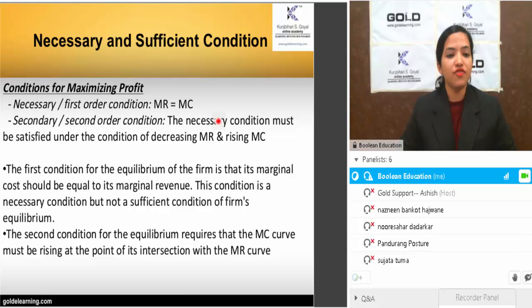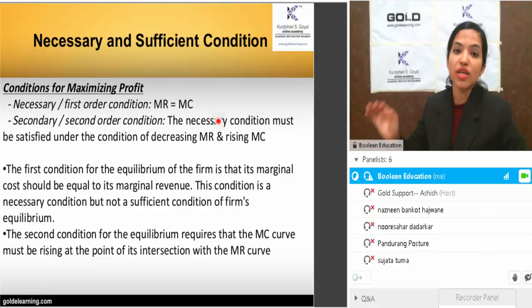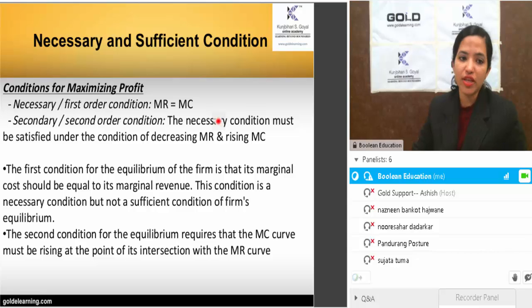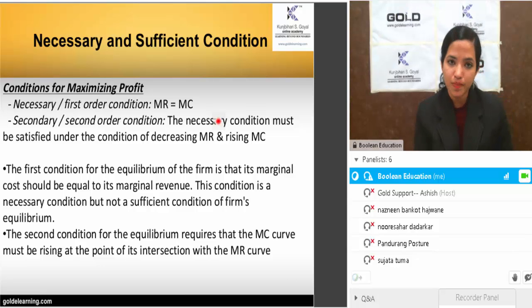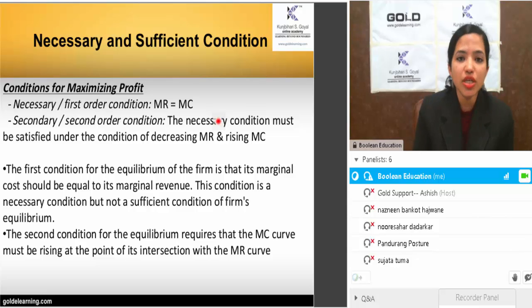But that is not the sufficient condition, right? What we are saying is that only MR equal to MC is not sufficient. There is one more condition, right? So see, they have written the conditions for maximization of profit. There are two conditions: the first order condition and the second order condition. The first order condition is also called the necessary condition, that is MR equal to MC. The second one is the sufficient condition, which can also be called the second order condition.